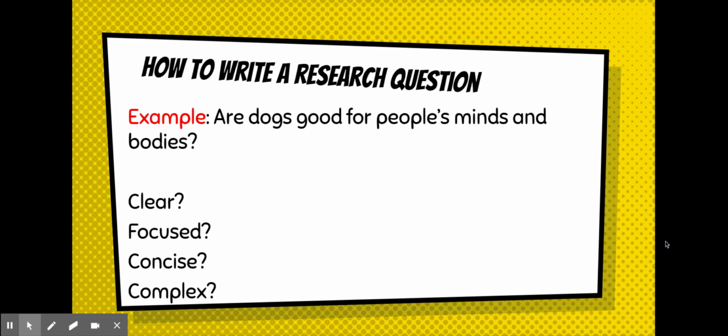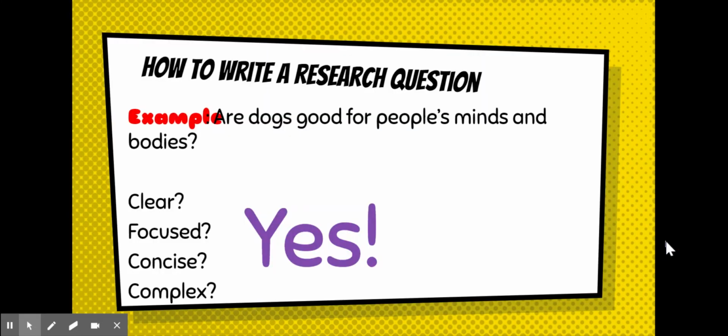Is it concise? Could I do it in any fewer words? No. I could say, are dogs good for people? But I think that's not specific enough because I want to focus on their minds and bodies. And is it complex? Is it just a simple yes or no and there's nothing more to say? I don't think so. Based on my preliminary research, there's a lot about different hormones in our body, stress, anxiety, depression. I think this is a pretty complex answer. And in some ways, there may be yes or no. There might be times when no, it isn't helpful. We'll see. Let's look at this next one.